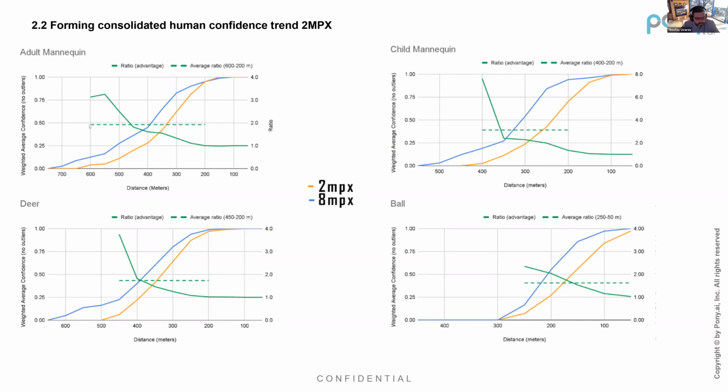We can see that on average from 600 to 200 meters, we have consolidated confidence which is 2 times more for 8 megapixel, which is big. If you think in distance, you will have 0.6 confidence 50 or 60 meters earlier in between, which is big for braking and reaction time.